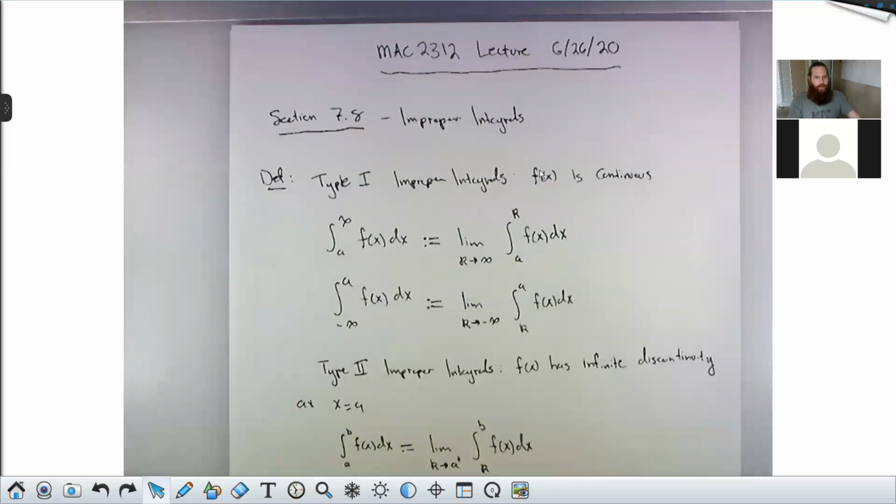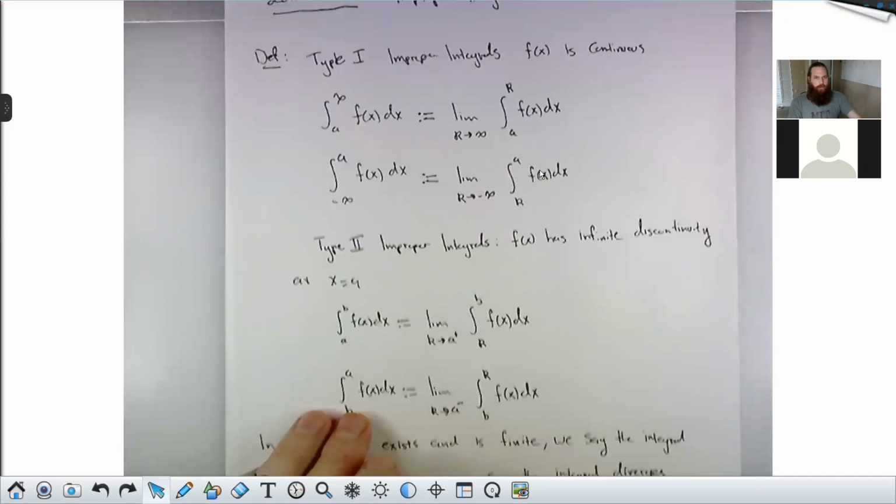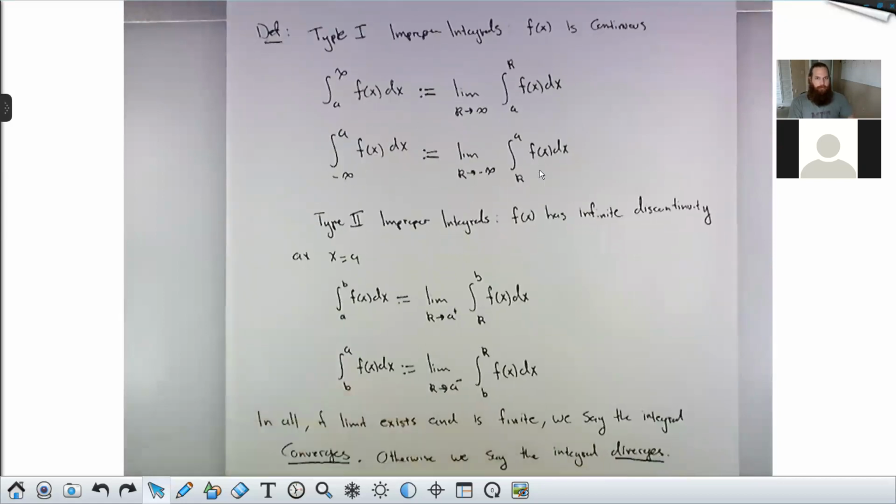Yeah, so these are our definitions. This is what we're playing with.